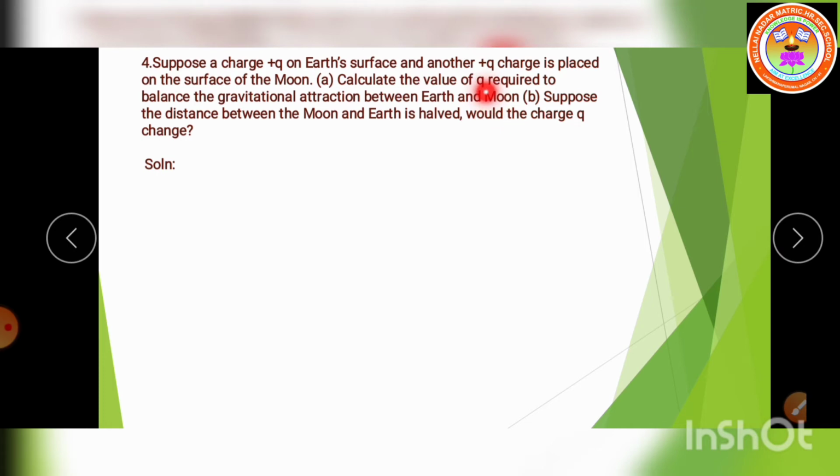Based upon that, we want to calculate the value of Q here. Next, suppose the distance between the moon and the Earth is halved. What would be the change in charge Q? That is only what they asked. So we can do it step by step. First, here we consider the mass of the Earth is 5.9 into 10 power 24 kg and the mass of the moon is equal to 7.9 into 10 power 22 kg.